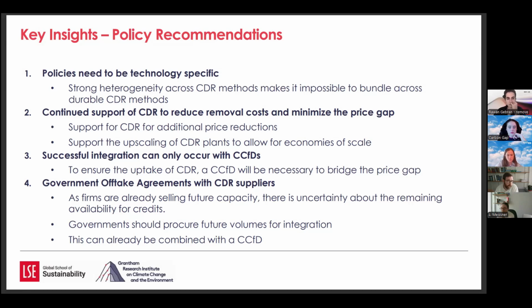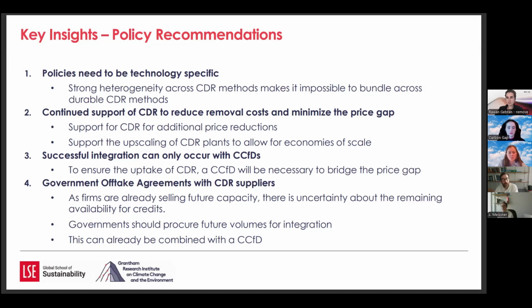One other thing we've also been thinking about is, as firms are already selling future capacity, there's a lot of uncertainty about how much available supply will be ready at the point of integration. So perhaps the UK government or other governments looking at this question could step in and do their own offtake agreements. For example, they could procure future volumes, and then that is sold into the emissions trading scheme. This can be combined with the CCFD to limit the total exposure to the Treasury.